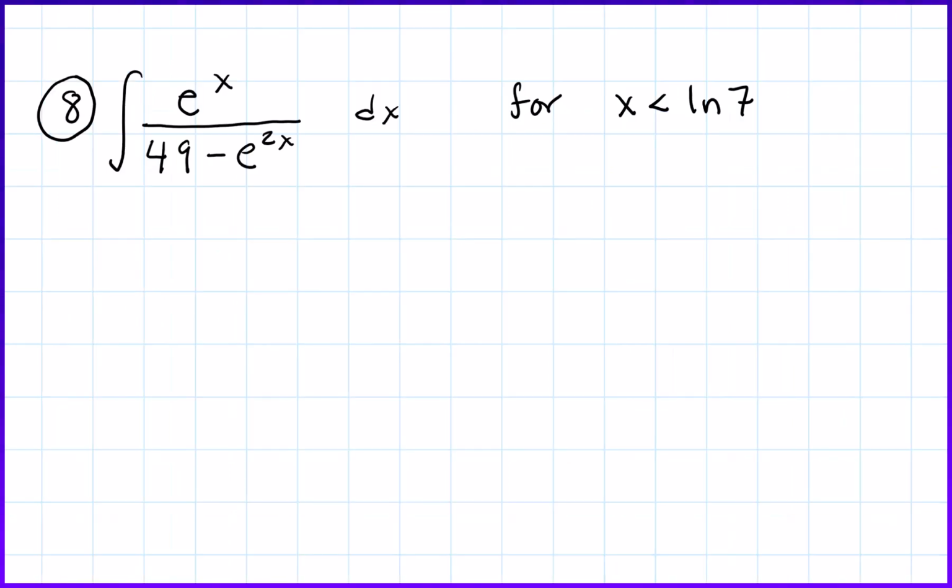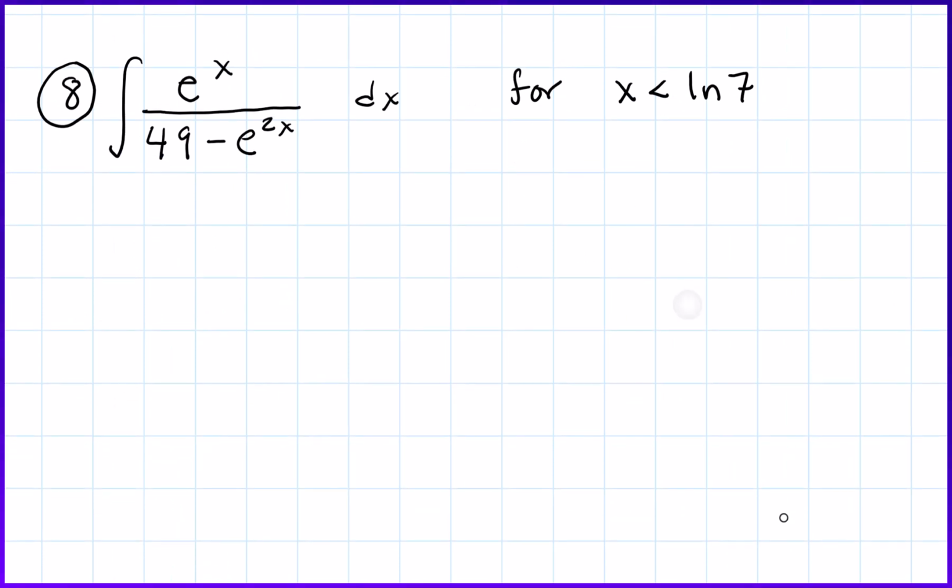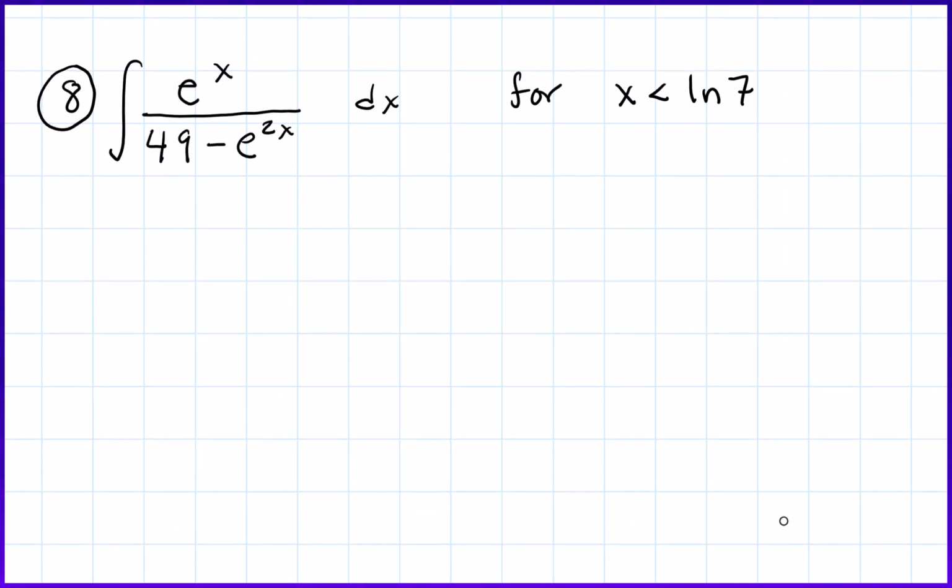All right, let's take a look at another one. Let's take a look at the integral of e to the x over 49 minus e to the 2x dx for specific values of x less than the natural log of 7. Now, I do believe this is actually example number 7. I think I misordered these. So let me fix that so our numbering will be consistent with the number that we're on. So this is number 7.